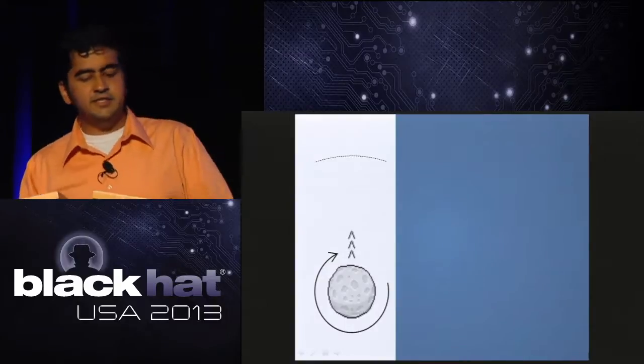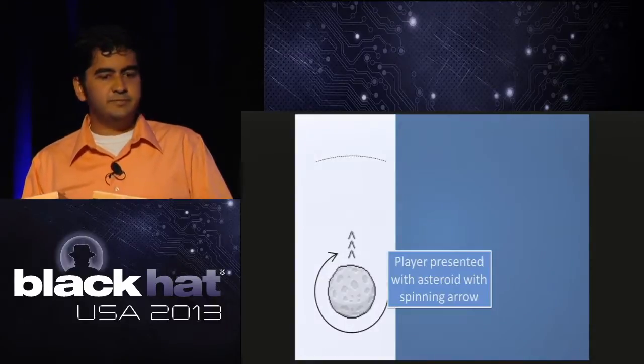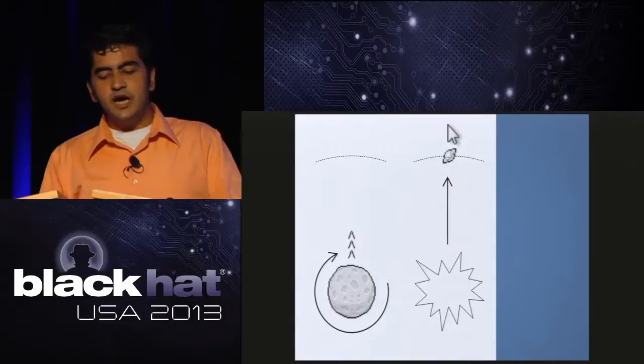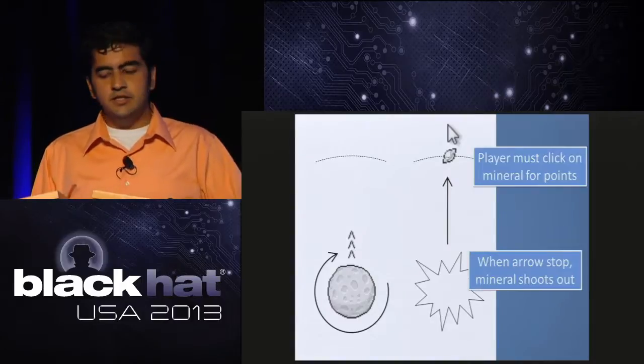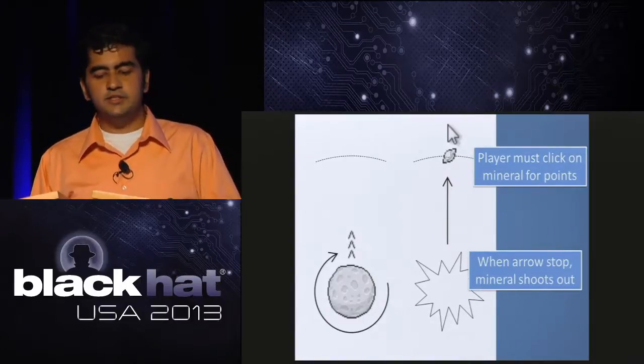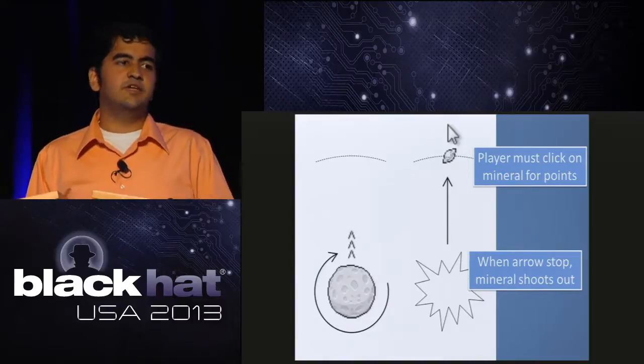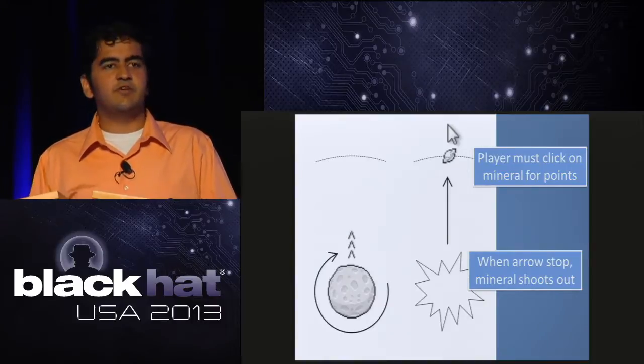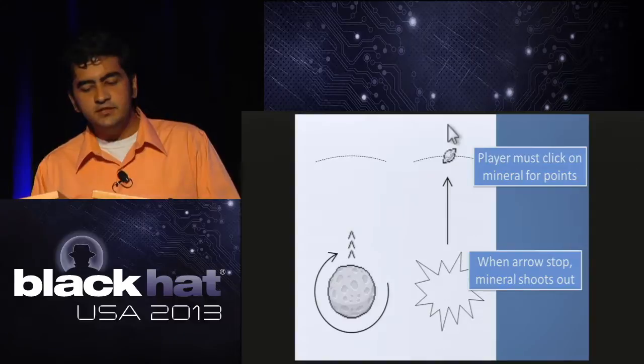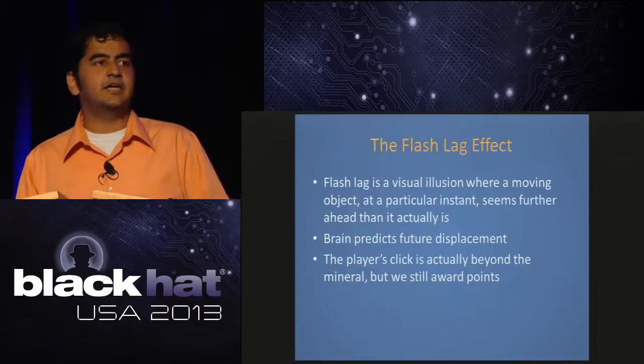So again, an illustration: a moving arrow, and the player is presented with it. When the mineral pops out, the user must click on it to get the points. Notice that the user actually ends up always clicking a little further away from the actual position of the mineral. The reason for this is an illusion called the flash lag illusion.